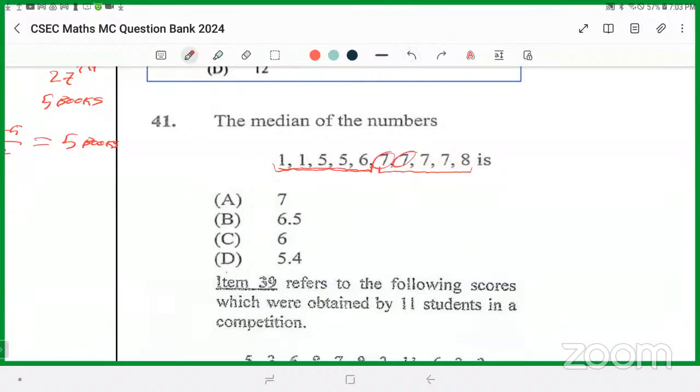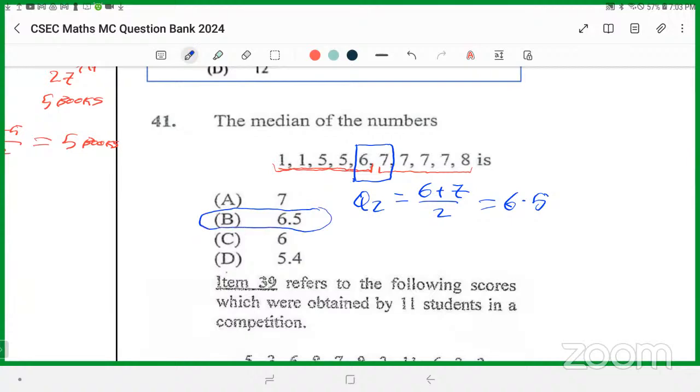Then the median becomes the average of the 2 middle values. The average of those 2 values in the middle becomes the median. Q2 is 6 plus 7 over 2. I could just look at this and say 6.5 is between 6 and 7. See there, 6.5 is the median.